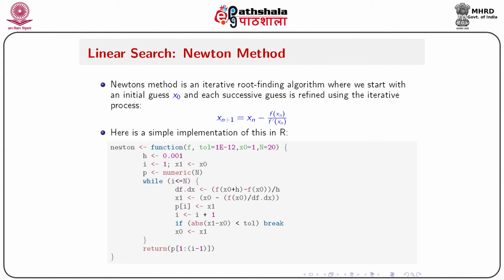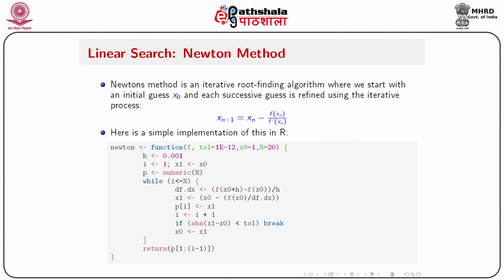Here is a simple implementation of this in R. I define a function called Newton as follows. The arguments are f, the function, TOL, the accuracy that you need, that is 10 to the power minus 12, x0 equals 1, and n equals 20, which are fixed. That means even if you don't pass any values for these three arguments, by default the tolerance will be taken as 10 to the power minus 12, x0 is 1 and n equals 20, but if you want you can change the values.